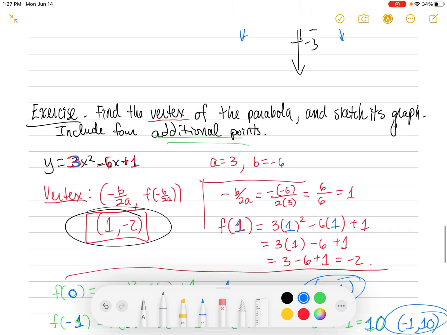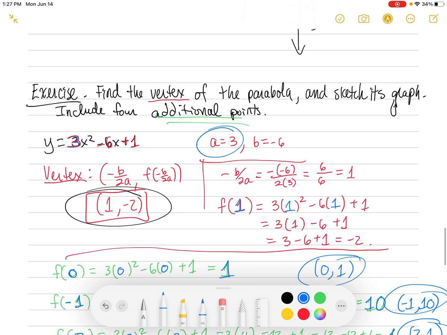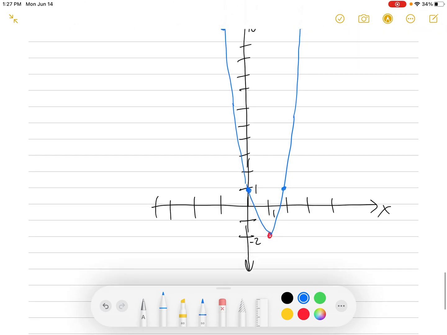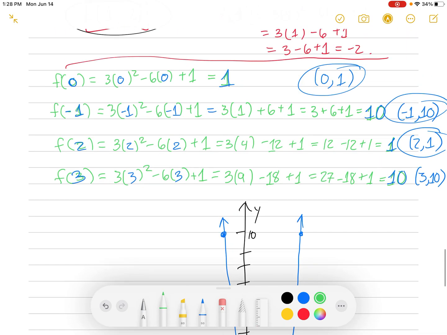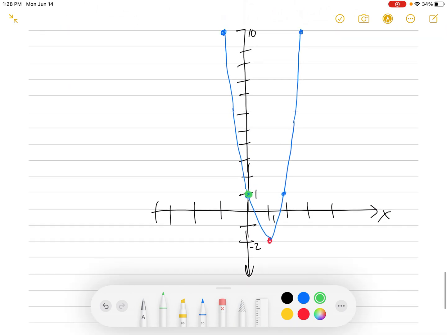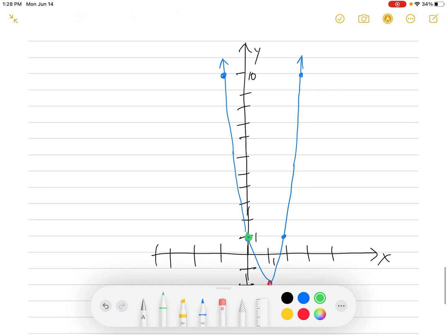And we're going to connect those, and we're going to get our stretched out parabola. Notice it's stretched out by a factor of 3, right? A factor of 3, because we had the 3 for our a right here. And that's it. You've got your vertex and then 4 additional points. It turns out we did find one of the intercepts. We found the y-intercept right here, (0, 1), but that was just coincidental. We found it along the way.